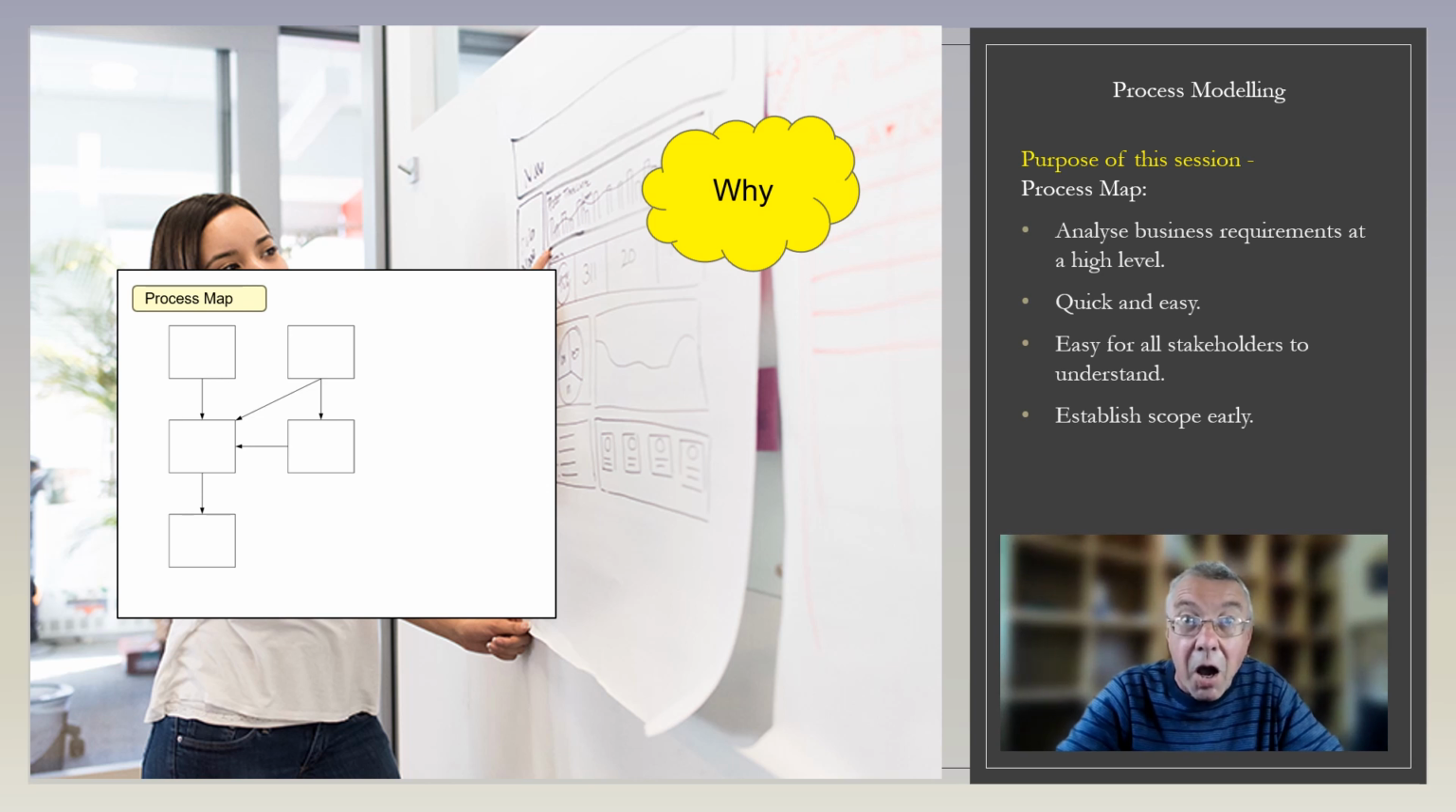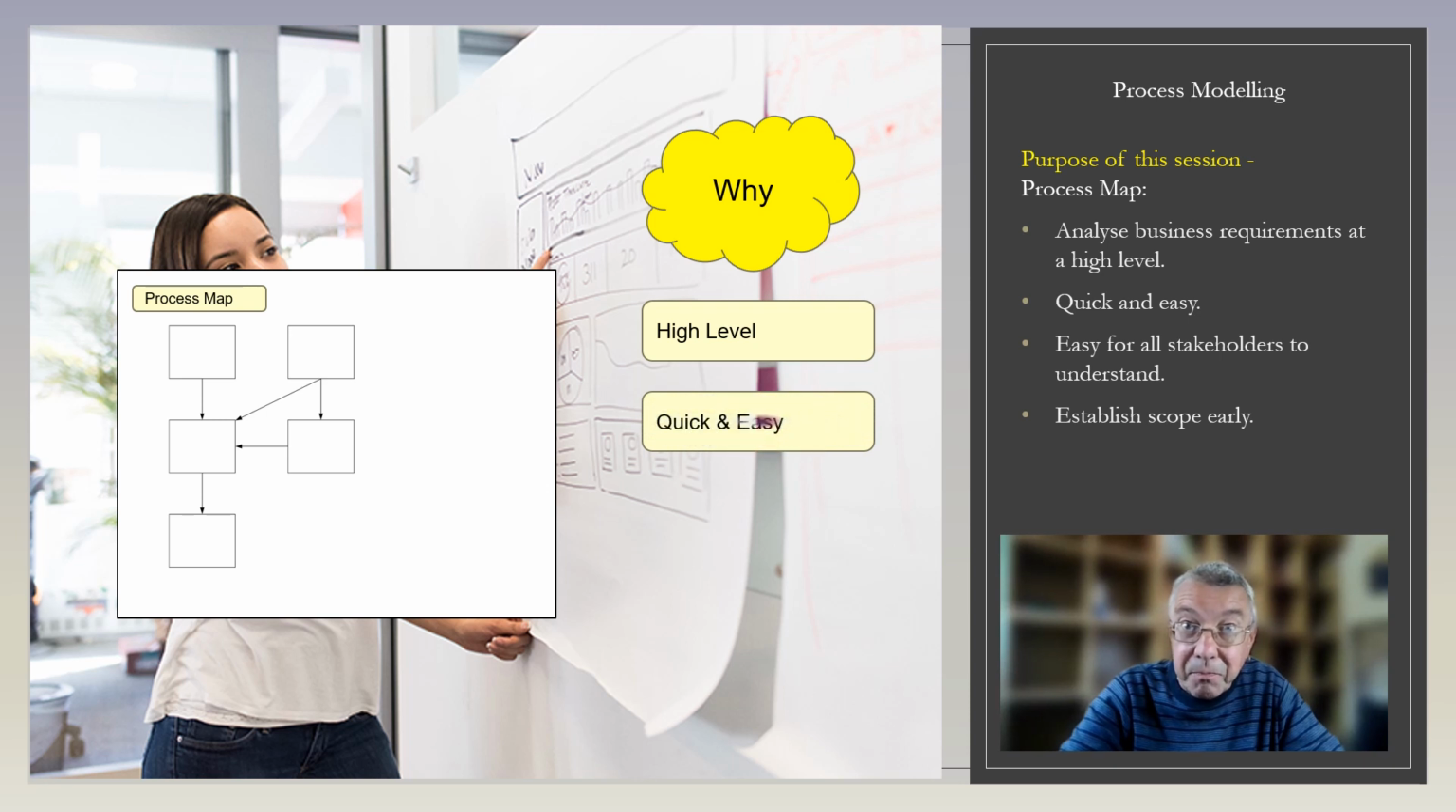Process maps are particularly useful in the early stages of a project because they allow you to analyze a business system and business requirements at a high level. They are relatively quick and easy to construct, easy for stakeholders to understand and therefore validate, and they help you to establish the scope of your project early on.